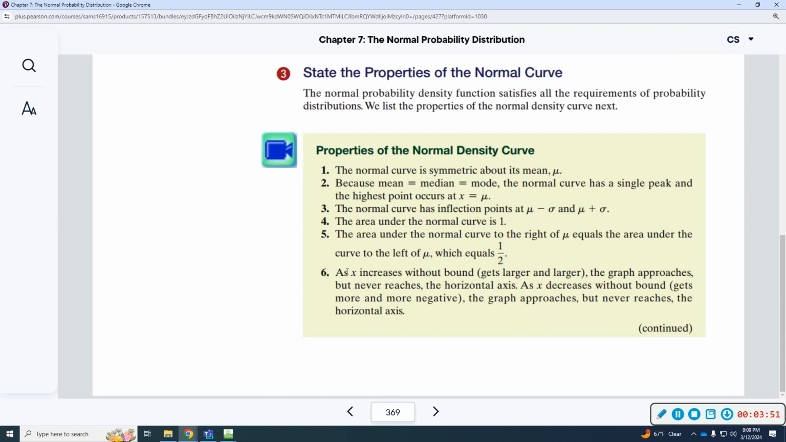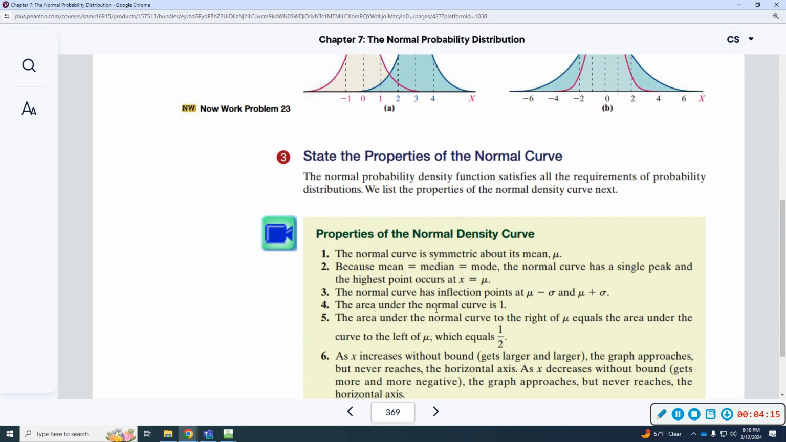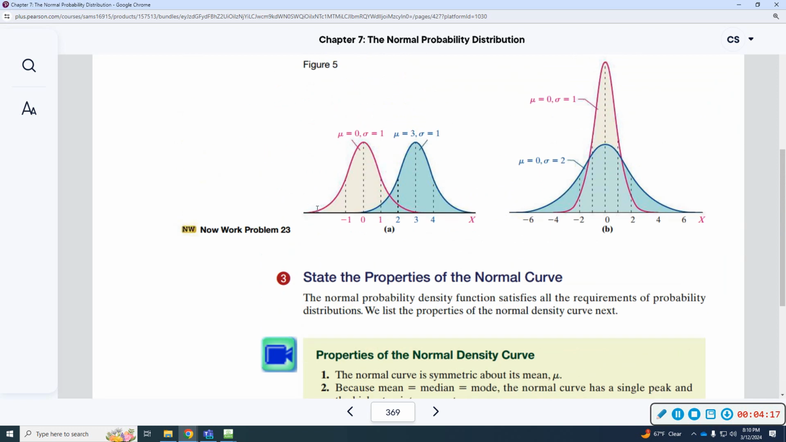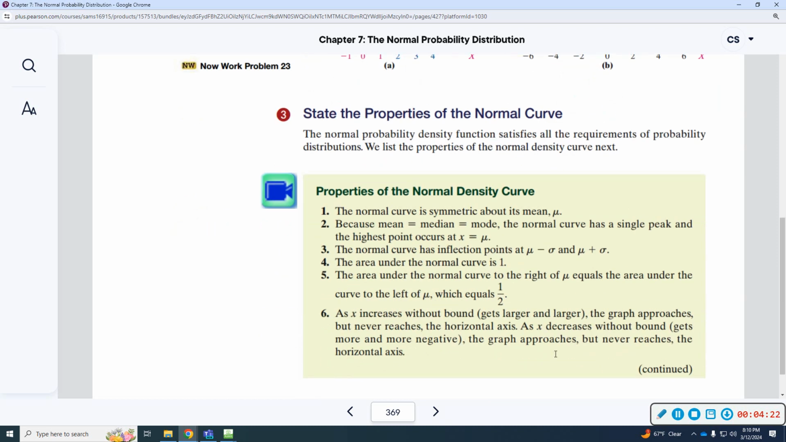And then 6. As x increases without bound, gets larger and larger, the graph approaches but never reaches the horizontal axis. As x decreases without bound, gets more negative, so it's going to the left, the graph approaches but never reaches the horizontal axis. So that's just saying as we get close to the end, we're getting closer and closer, but never really touching the x-axis on both sides.